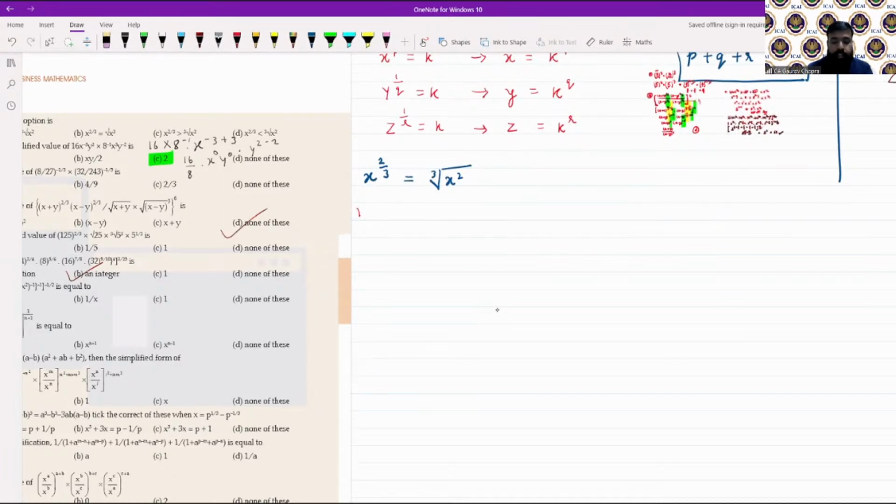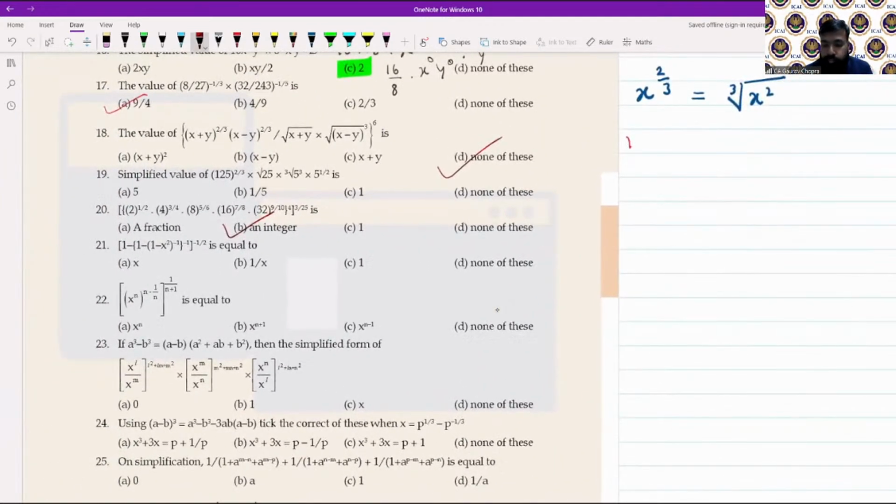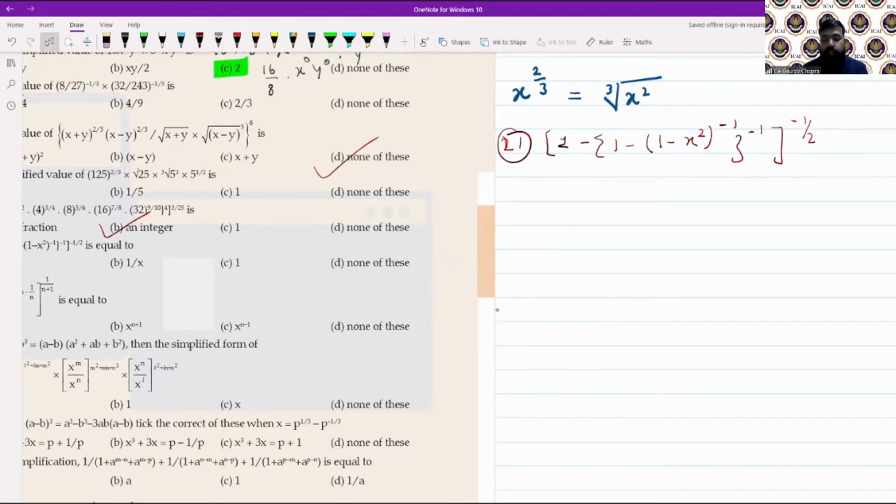Okay, so let us begin with this 21st question. 1 minus, again 1 minus, 1 minus x square. Now the power is minus 1, next bracket, power minus 1, again bracket, and power minus half. So always in such questions, begin with the middle term. Begin from the center. So we have to start from the center.